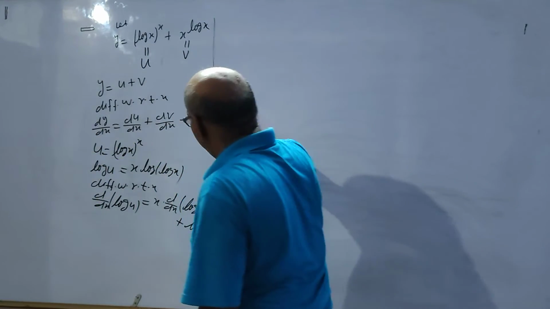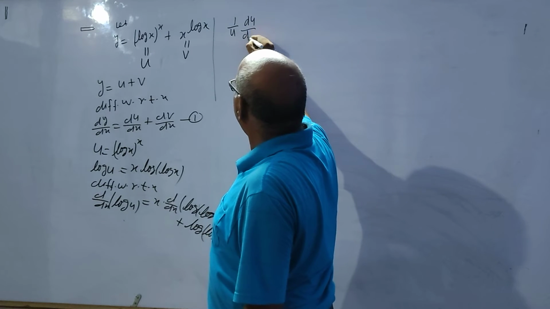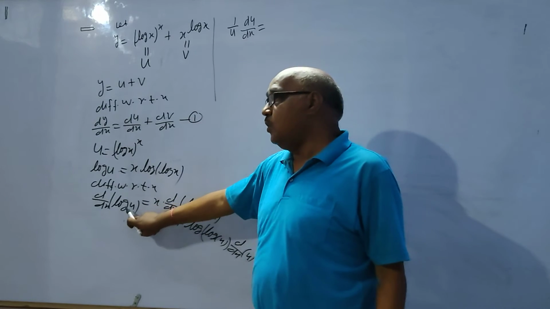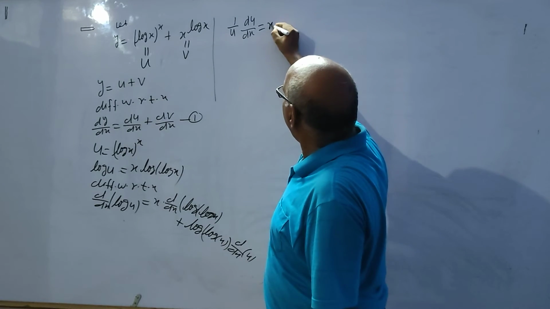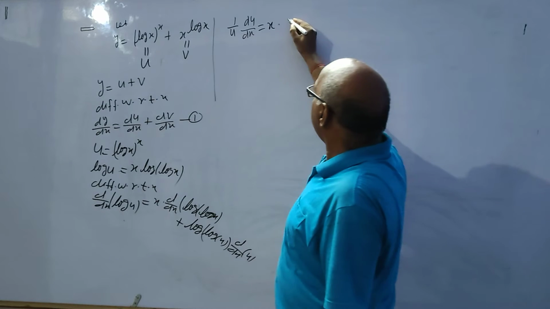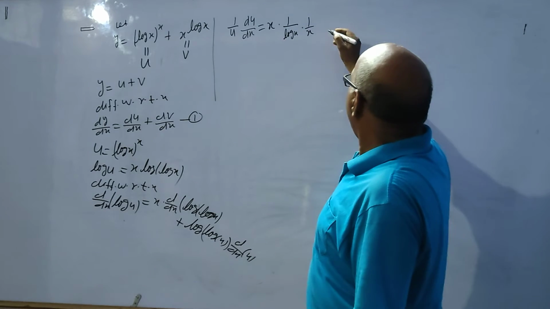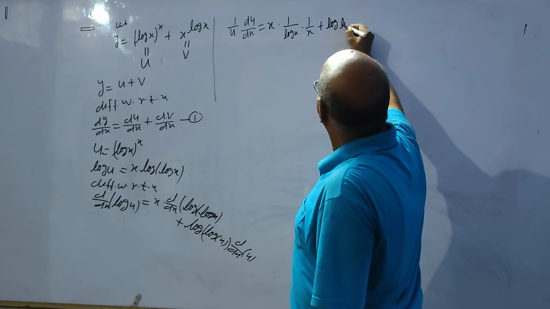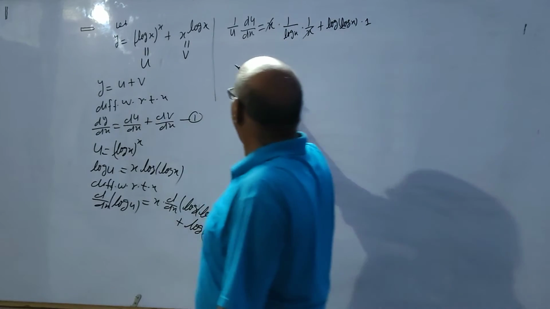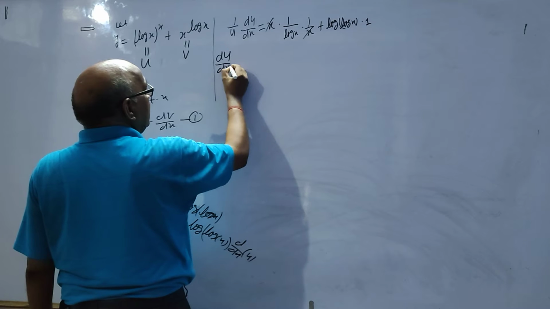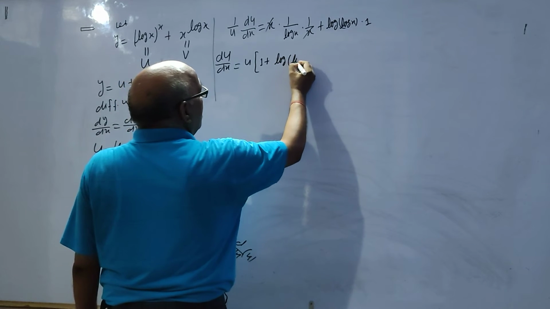Now we have to differentiate this. See what comes: the differentiation of log u is 1 upon u, and u differentiates to du over dx by chain rule. It is a product of two functions, that is x into differentiation of log x, which is 1 upon log x into 1 upon x, and plus log x into differentiation of x, which is 1. Here x cancels with x, and therefore du over dx is equal to u times 1 plus log of x.